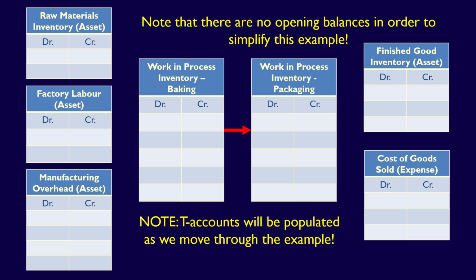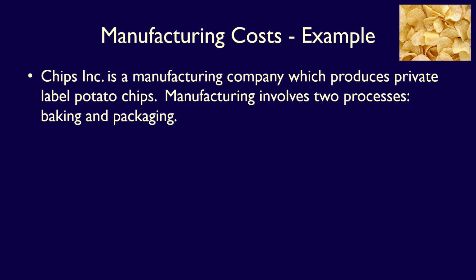Note also that once the baking process is complete, all costs from the work-in-process inventory baking will be transferred to the next process, which, in this case, is the work-in-process packaging department. Once the packaging department has completed their process, they will transfer all the cost to finished goods inventory. And once the product is sold, the cost will be transferred from finished goods inventory to the cost of goods sold account. Let's go back to our example of Chips Inc.